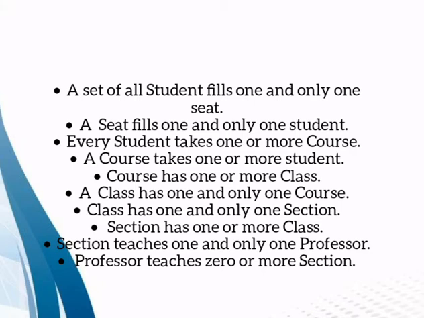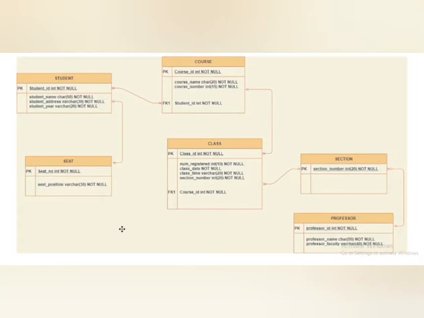And the next slide is the explanation of my entity diagram. These are the entities of the diagram that I implemented: student, seat, course, class, section, and professor. First is the student table. The student ID is the primary key, and then student name, student address, student year.